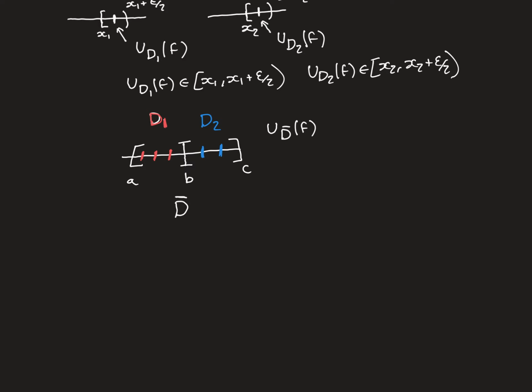Now let's consider creating the upper Riemann sum of F over this dissection D bar. Now, I claim that this is actually just going to be the sum of the upper Riemann sum of F over D1 plus the upper Riemann sum of F over D2. Now, why is that going to be the case?